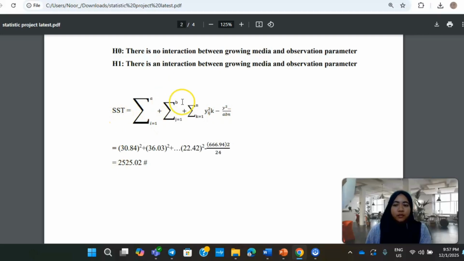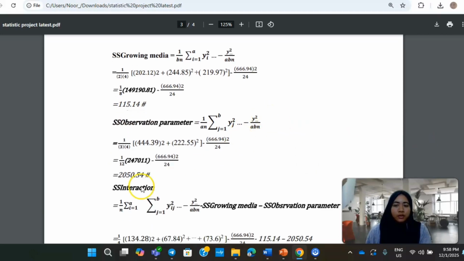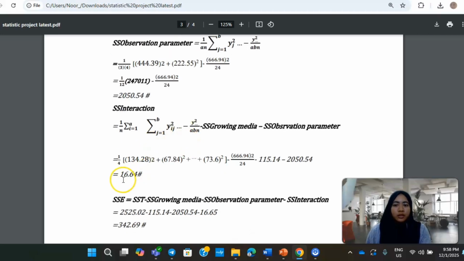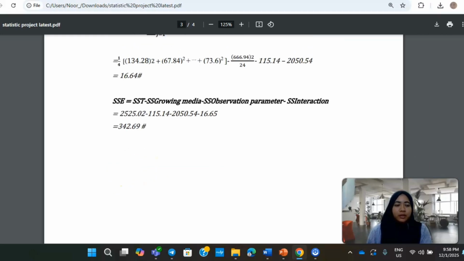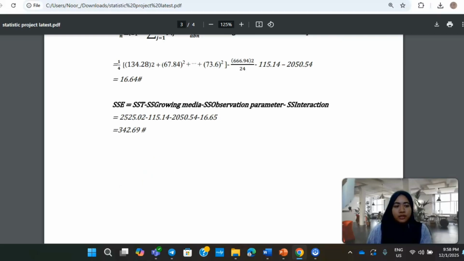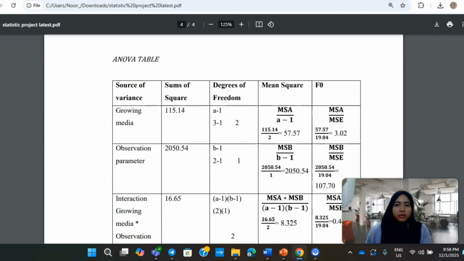For the sum of squares total, we use the formula and we get 2525.02. For the sum of squares of growing media, we use this formula and we get 150.14. For the sum of squares of observation parameter, we use this formula and we get 2050.54. For the sum of squares of interaction, we use the formula and get 16.64. And for the sum of squares of error, we get 342.69. After we have calculated the sum of squares for each type, we can make an ANOVA table. So this is an ANOVA table.